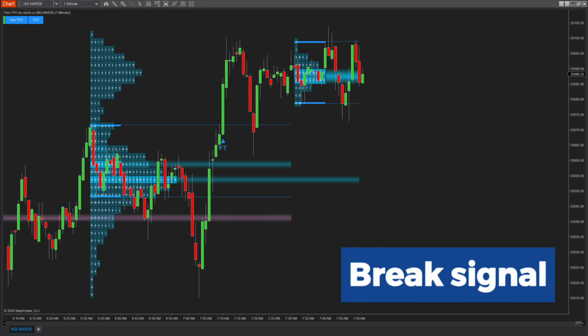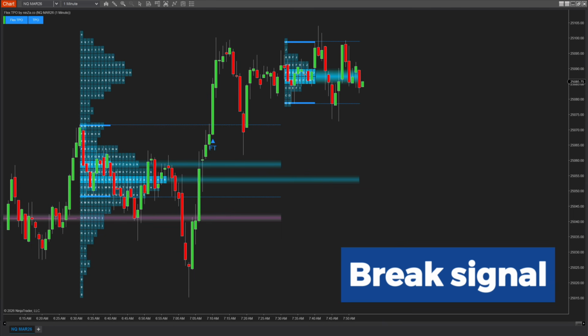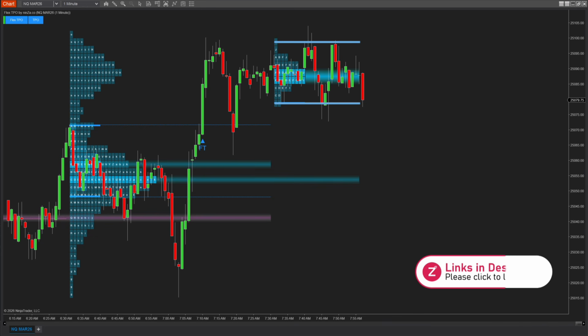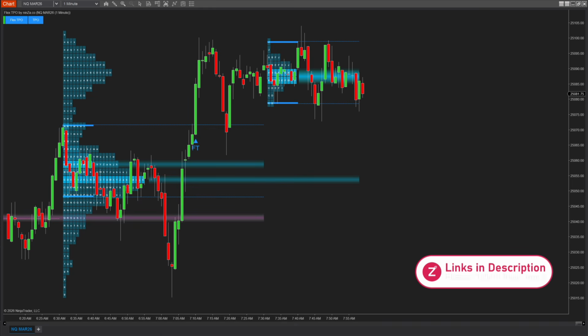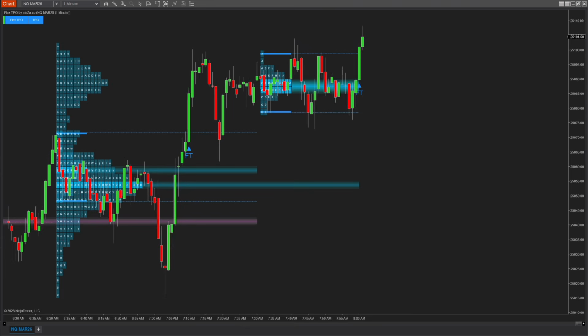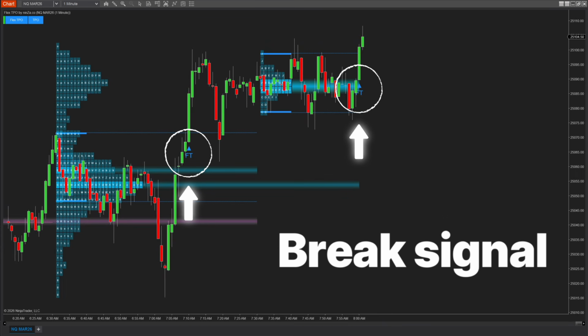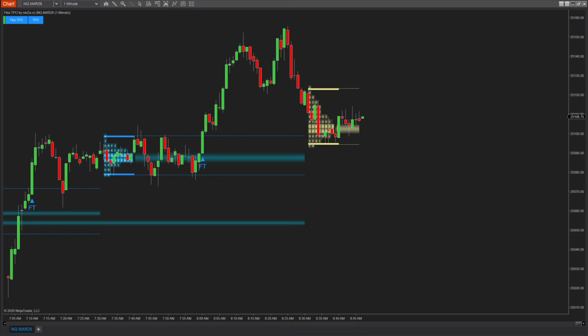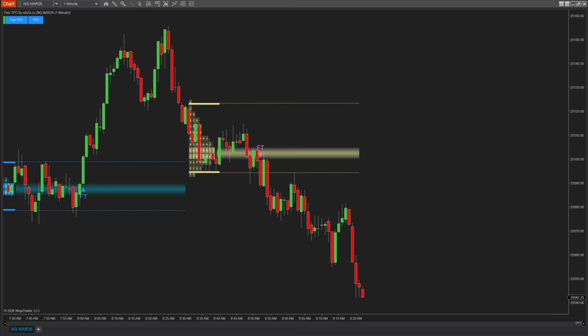Once the initial balance is completed and the balance zone is clearly defined, Flex TPO starts looking for a break signal. The break signal occurs when a candle closes outside the initial balance range. This indicates that price didn't just touch the boundary. It actually closed beyond the balance zone previously established. From this point, Flex TPO monitors the market's next behavior based on the identified structure.